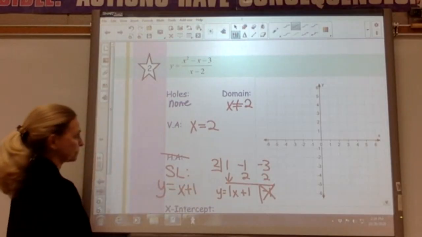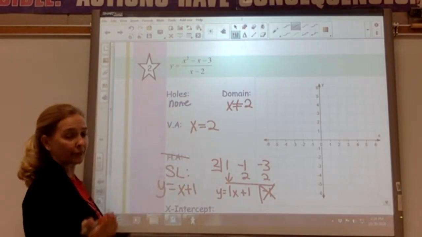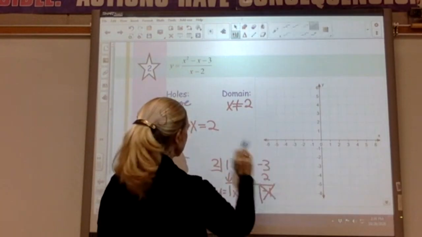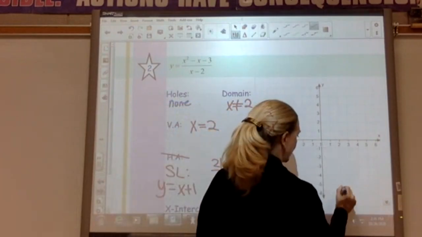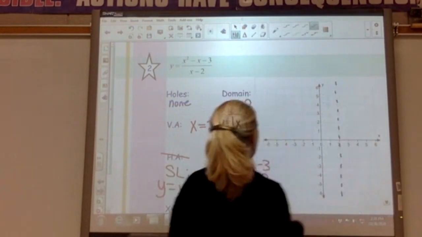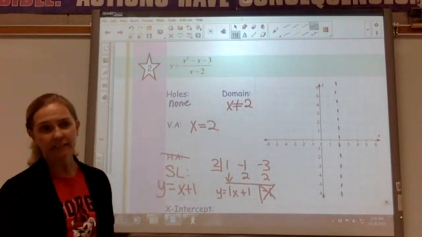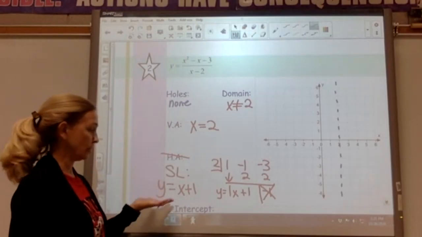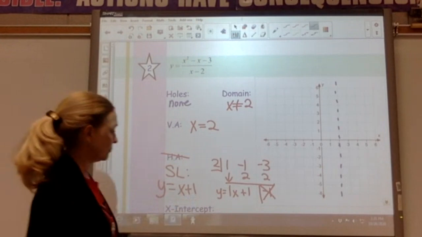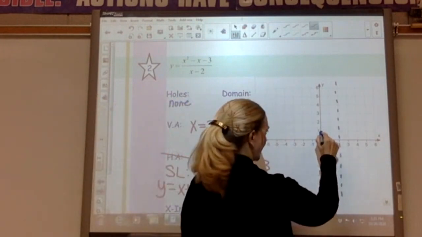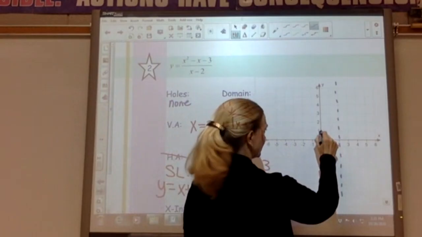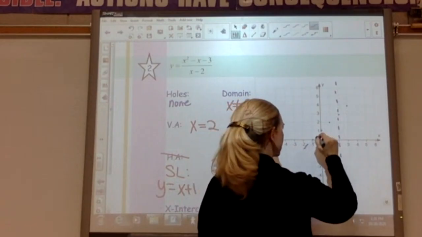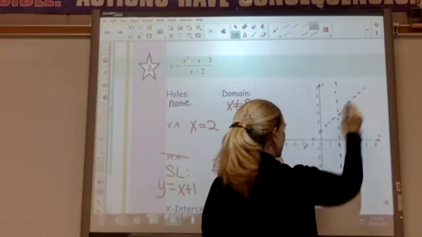Now, I have a vertical asymptote and a slant asymptote. I'm going to go ahead and draw these. So the vertical, that is at positive 2, so it's going up here. Now the slant. The reason it's called slant is because it is a line, and it is like y equals mx plus b, slope-intercept form. So I'm going to start at positive 1 on the y-axis, and my slope is 1. So from here I go up 1, over 1, up 1, over 1. And so this is it. Just make it dashed going down here.